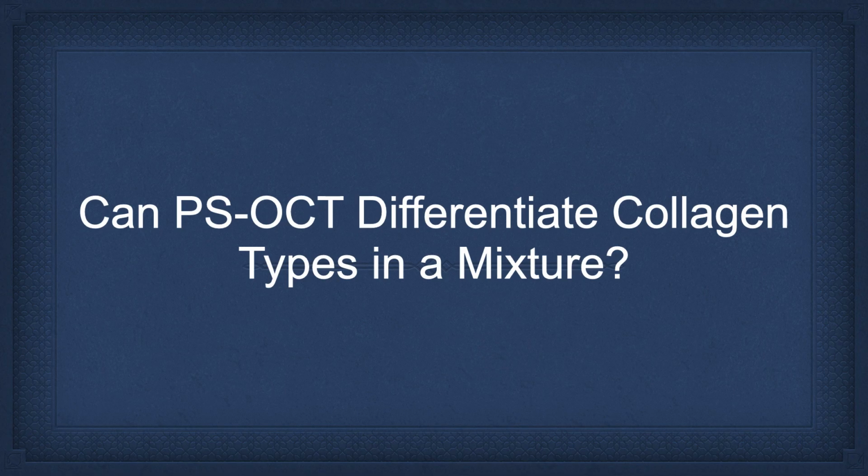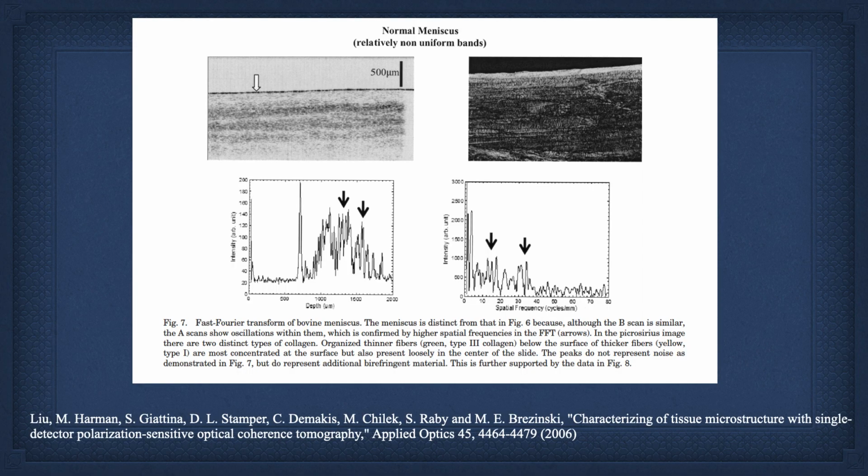Can we detect mixtures? Now we're getting into areas that need more research, but yes. So this is meniscus, and it's got both type 1 and type 3 collagen in it. It's got multiple types of collagen. And so the upper left is the OCT image. The right is the histology. I'm sorry, it's in black and white. I can't find the color version.